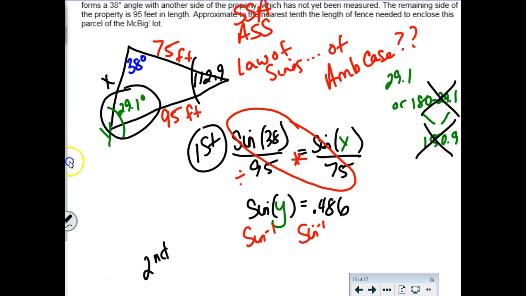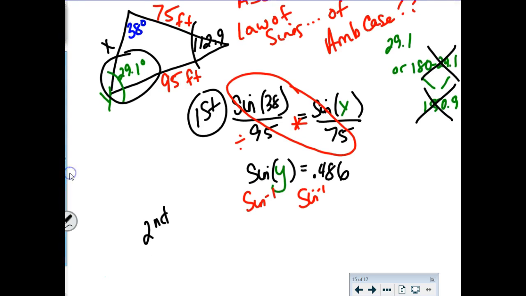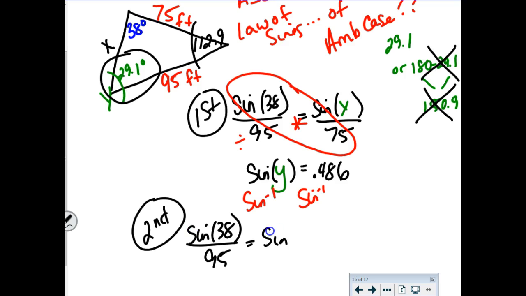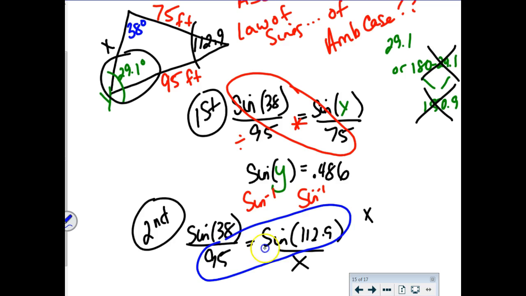All right, so second step here, we're going to set up the sine, and you can start wherever you want technically, guys, but I'm going to start the same way as our last problem. I'm going to start with the sine of 38 over 95. This time is proportional to the sine of 112.9 over x. And this is super fun, almost done. We're going to cross multiply and divide. This time you just got 2 steps, cross multiply and then divide by sine of 38.